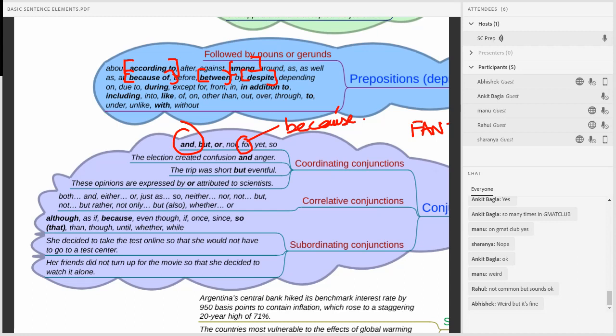Let's come to the second category. Correlative conjunctions are conjunctions that have more than one word. That's it. In fact, they have two words. So, for example, 'both... and', 'either... or', 'just as... so'. If I say the trip was both short and eventful, I've used a conjunction that has more than one word, 'both... and'. Now, what do we need to watch out for?